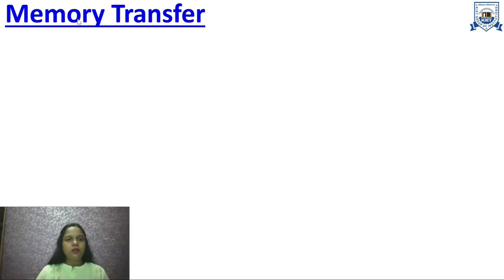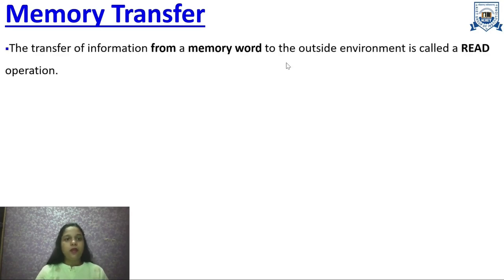Our next topic is memory transfer. Till now we were transferring the data from one register to another register. Now there could be cases where we need to transfer from the memory or to the memory. Okay, so let's see the first definition, the read operation. The transfer of information from a memory word to the outside world is called a read operation. It means whenever we are reading from the memory and transferring that data to the outside environment, that operation is said to be a read operation.